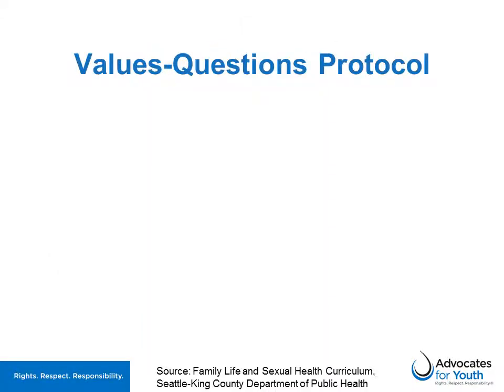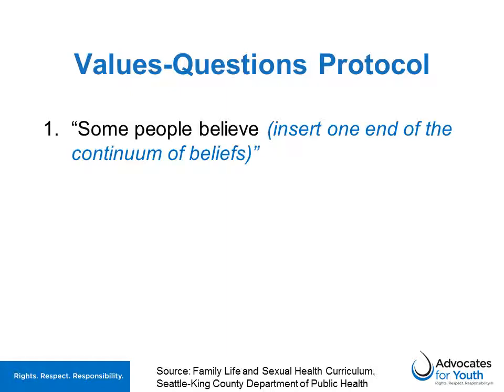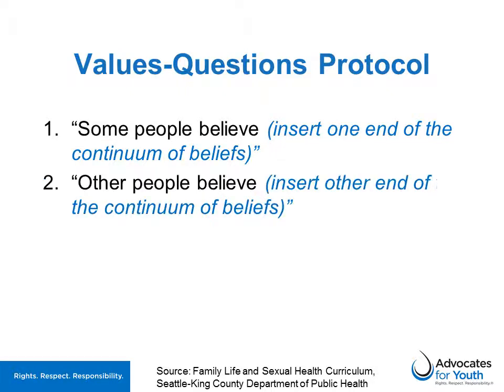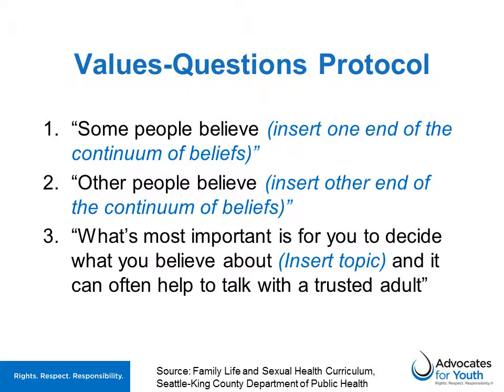There's a really helpful, quick three-step protocol that comes from the Seattle King County Department of Public Health. They wrote this in the Family Life and Sexual Health, the FLASH curriculum. So I'll share it with you now because I found it to be incredibly helpful. When you get a question about values, it can really help to start by saying, some people believe, and then think about one end of the continuum of beliefs. Then you can go on and say, while other people believe, and share the other end of that continuum. And then the third and final step is to say what's really important is for you to decide what you believe about that topic and to encourage them to talk with a trusted adult.